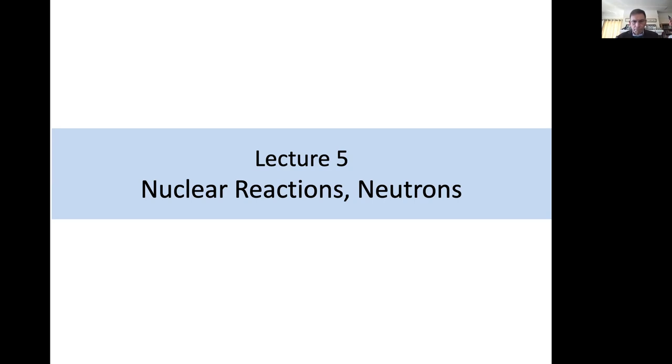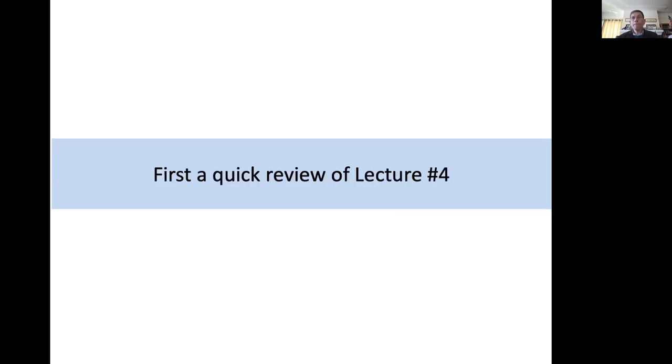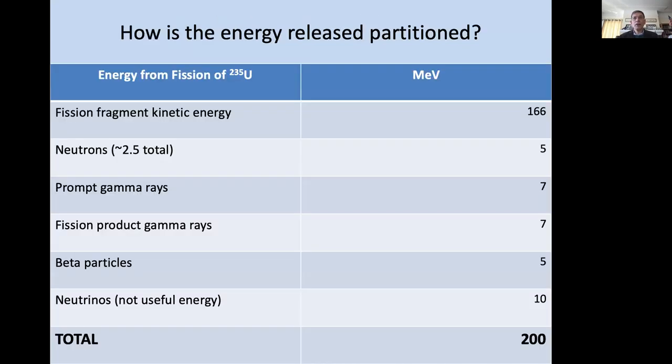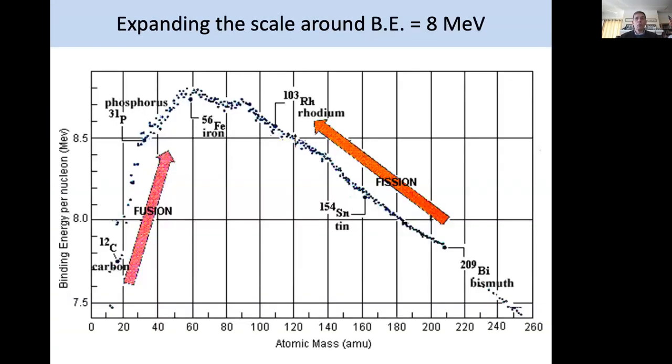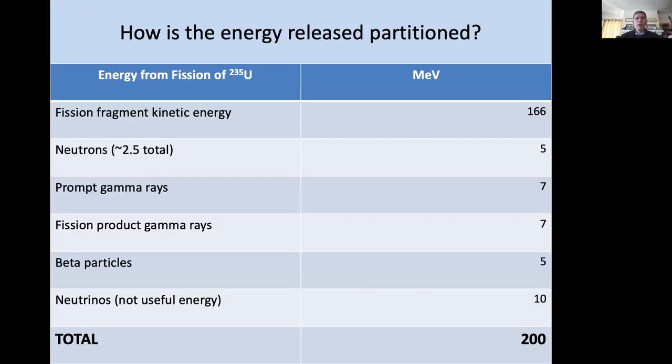Okay, let's see, my forward button. Okay, we did fission. We understand the science behind the very large energy release per fission event, which is that you're gaining approximately 1 MeV per nucleon in binding energy from approximately 240 nucleons, which is where you get 200 and something MeV in energy. It largely comes out in fission fragments.